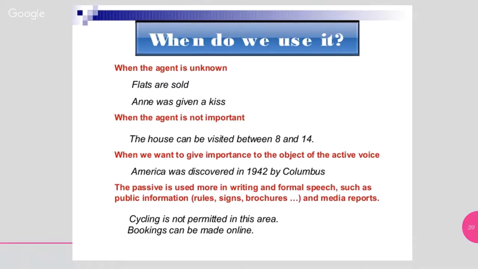ಇಂಥದ್ರಲ್ಲಿ ನಾವು passive ಯೂಸ್ ಮಾಡ್ತೀವಿ. Not permitted in this area. Bookings can be made online.